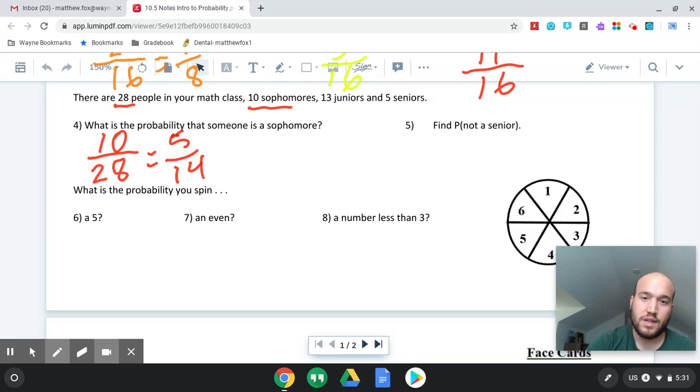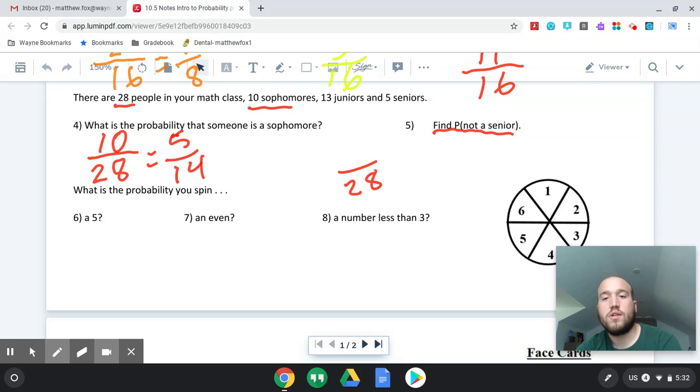Now our next one, the second part on question 5, it says, find the probability that someone is not a senior. Remember that P means probability, okay? And the parentheses mean what's the probability of that happening. Now this time it says not a senior. So if someone's not a senior, they could be a sophomore or a junior, okay? So 2 ways you can come up with this. We know the total amount is still 28 on the bottom.